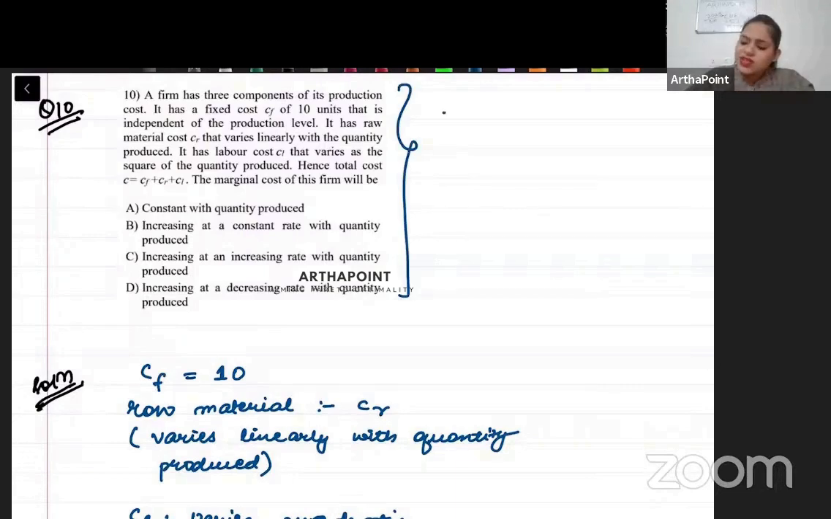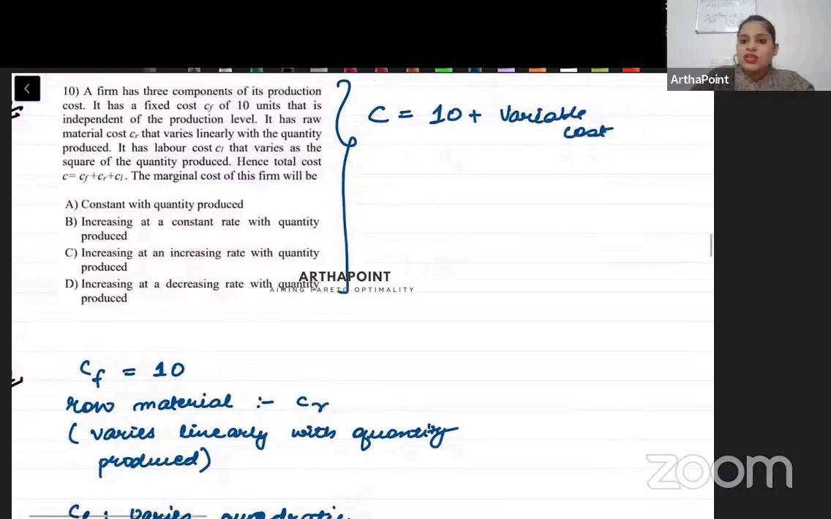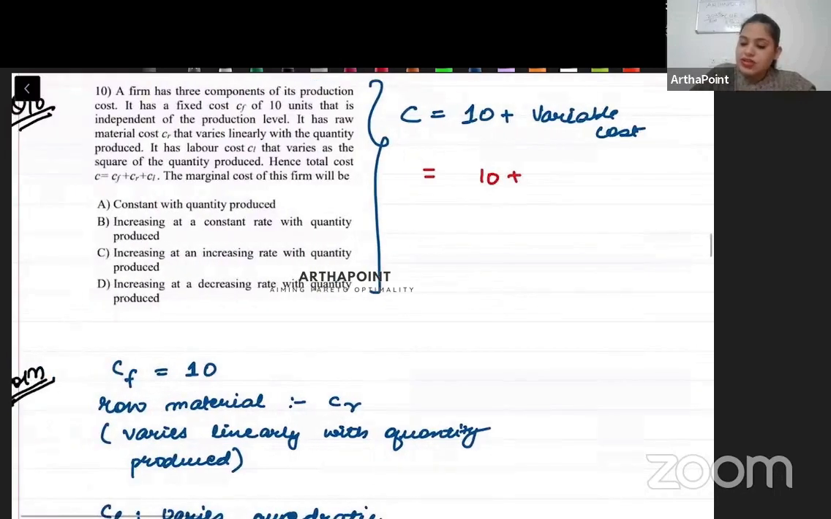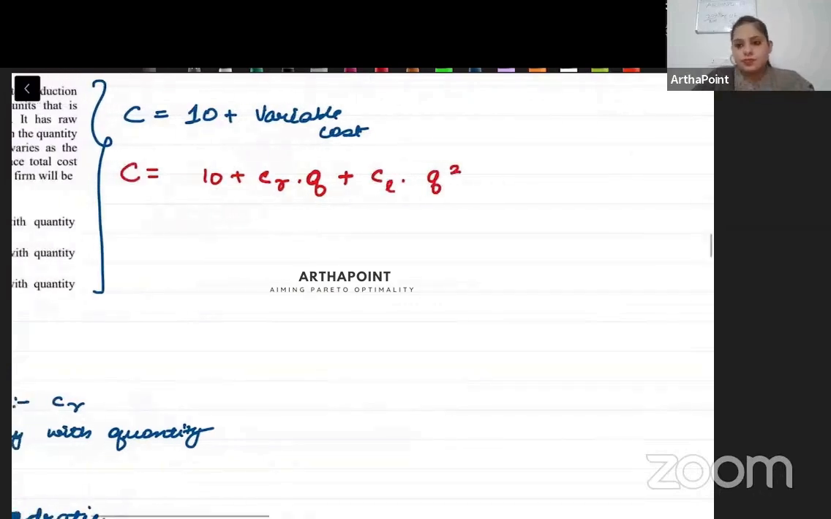So let's see. What is the total cost of the firm? Fixed cost plus variable cost. Right? What is the variable cost of this firm? Variable cost will be two components. The first component is raw material cost, but this varies linearly with quantity. So CR into Q. And second is labor cost, but this varies with square of the quantity. So CL into Q square. This is your total cost.